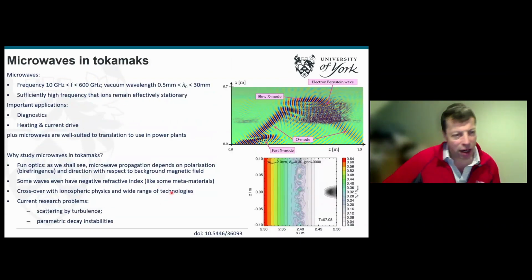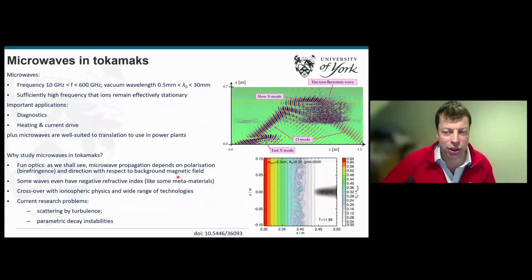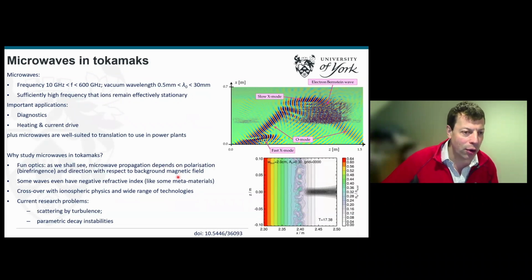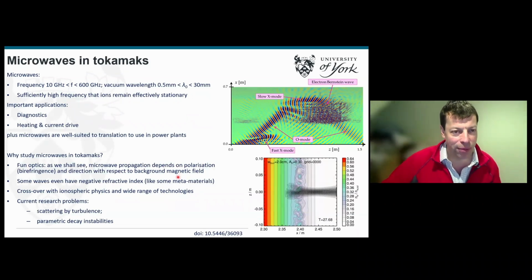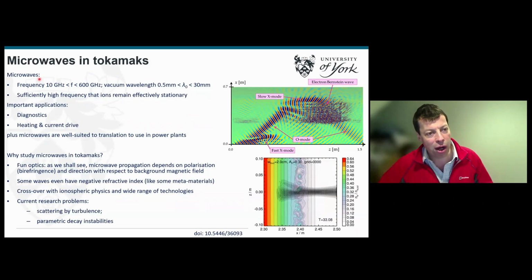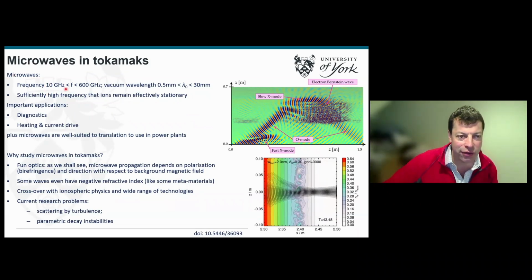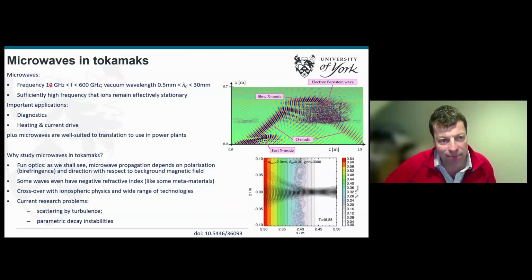Okay, so microwaves and tokamaks. Microwaves and tokamaks are really cool, and whatever career you're considering now, you should change it and work in microwaves and tokamaks because it's the best. What's a microwave? Well, microwaves are just the word we give to electromagnetic radiation in this sort of frequency range, from about 10 billion cycles per second to about 600 billion cycles per second.